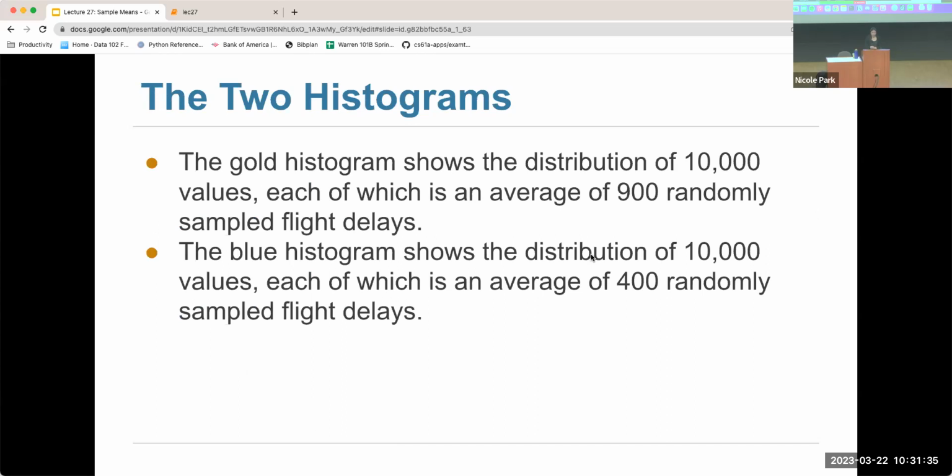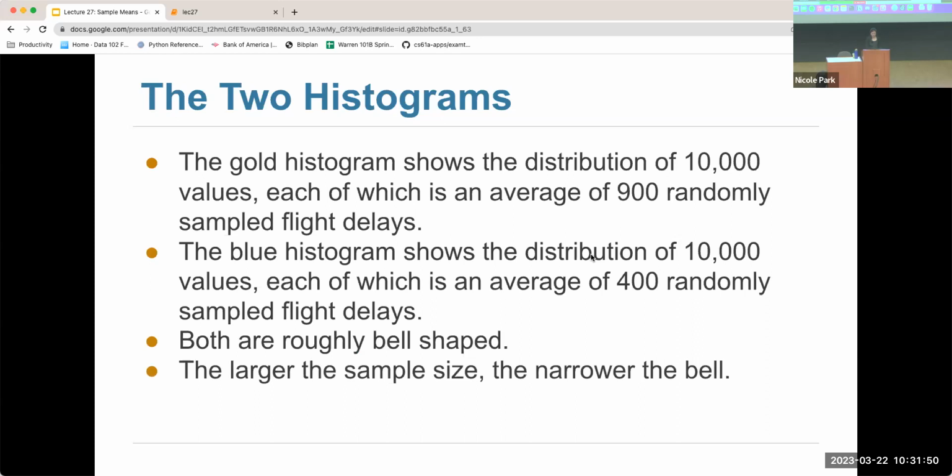For the blue histogram, which we just saw, that's going to be a distribution of 10,000 different values, each of which is an average of 400 randomly sampled flight delays. So that's sample size 400. When I take those sample averages, I got that blue histogram. Both are roughly bell-shaped, and the larger the sample size, the narrower the bell. The reason for this is if I shrink it horizontally, it still has to be an area of 100%, so I need to increase the height.